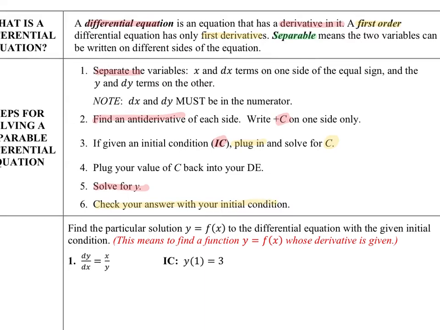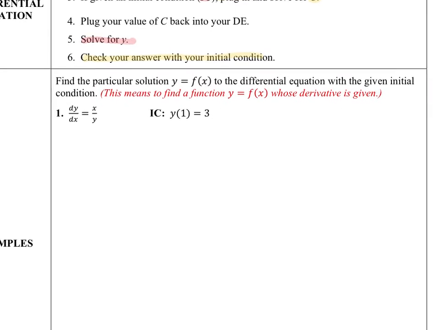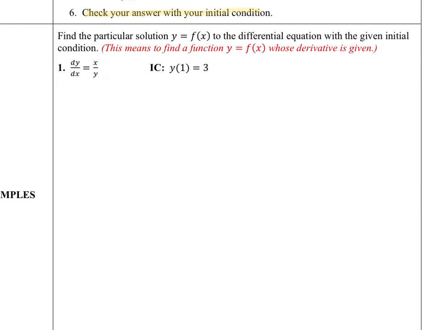So our first example here, and pay special attention to the directions, because sometimes it's easy to do the wrong thing at the wrong time. So definitely tie this directive into this process that we're getting ready to do. It says find the particular solution, y equals f of x, to the differential equation with the given initial condition. So this is my differential equation.